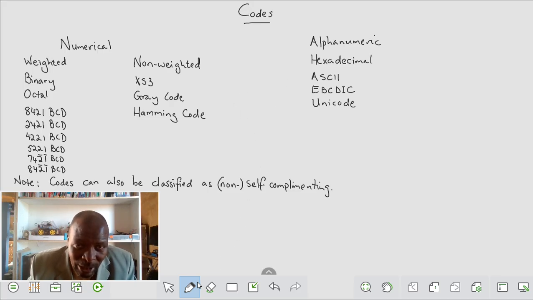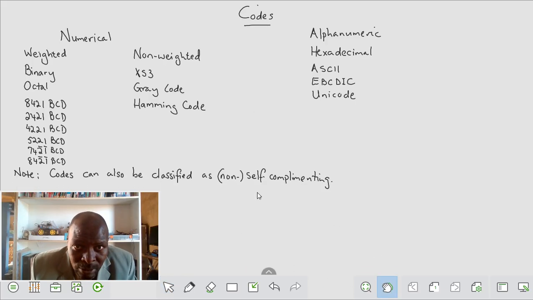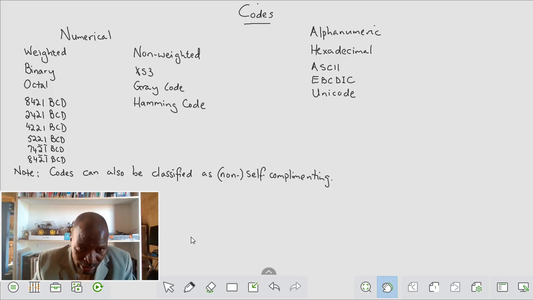All right. So now, I wanted to move this down so that I can move the page a little bit up. I need to work on some of these numeric codes. What I'm going to do here is come back with the 8421.